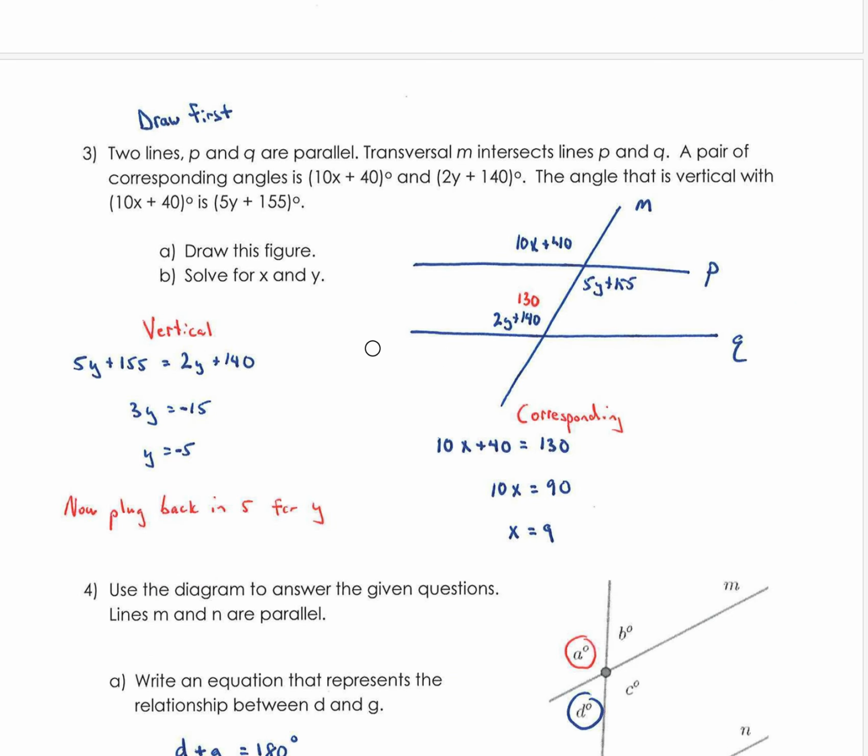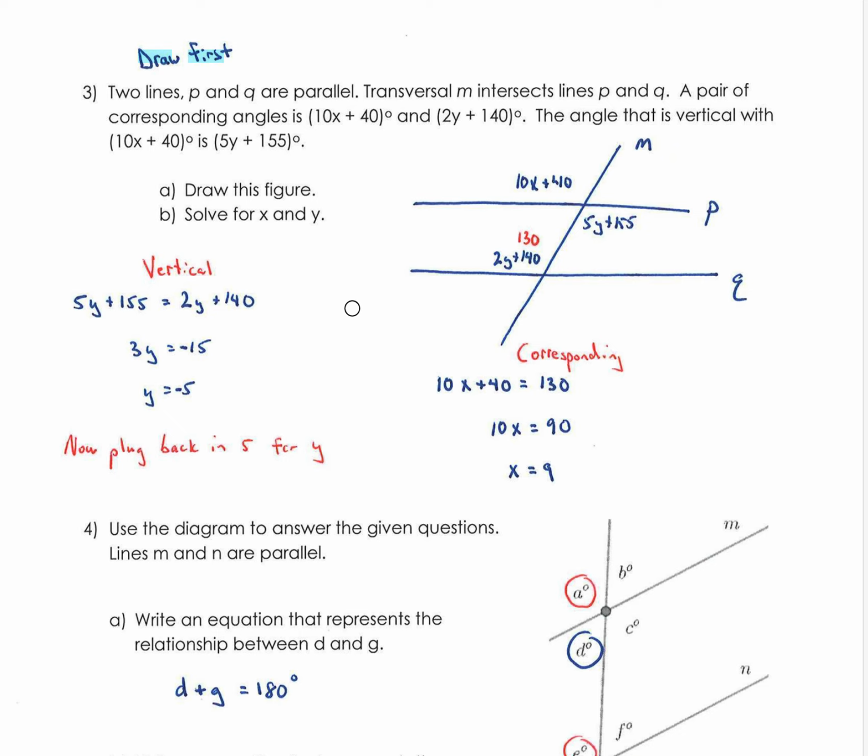All right, when you do this one, the first thing you want to do is for sure draw it. Draw it first. So draw a line P and a line Q and then draw a transversal M. That's what this says right here. Then I label stuff. A pair of corresponding angles. And it doesn't matter which ones. I just drew top left and top left. Is that and that. And the angle that's vertical with this one, label it as that. Okay, so I went vertical and I labeled it.